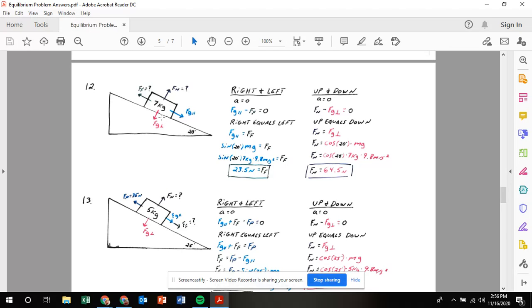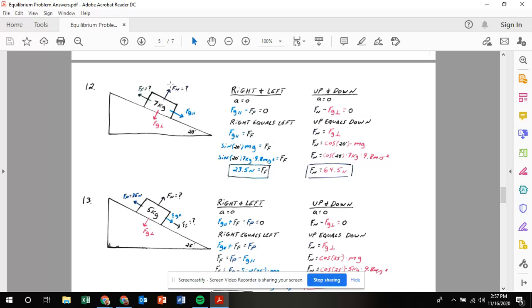Don't forget that we're breaking our force of gravity into its two components. And that's going to allow us to make this a very easy right equals left and up equals down problem because this object is not moving. So if we take a look at the right and left, I know that my right arrow, force of gravity parallel, which we have an equation for, it's the sine of the angle times mg, is going to equal my left force, which is force of friction. So sine of 20 degrees times the mass 7 times 9.8 gets me 23.5 newtons. And since that's to the right, friction must equal that going to the left.